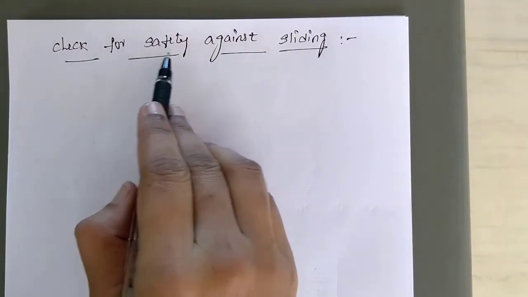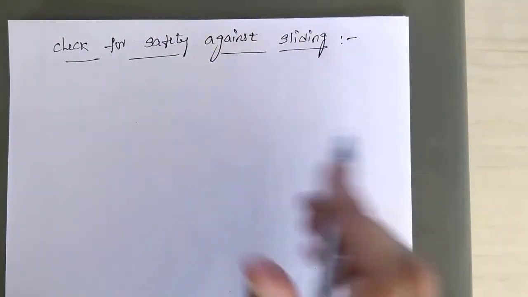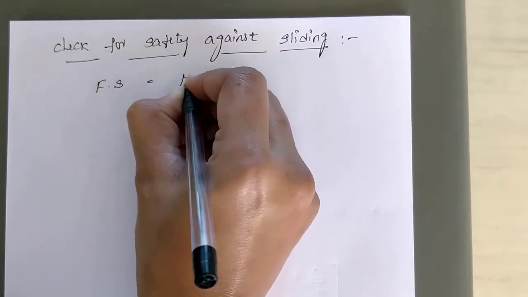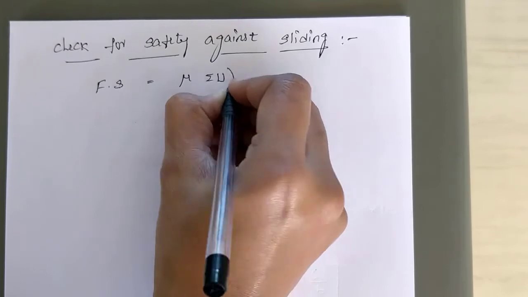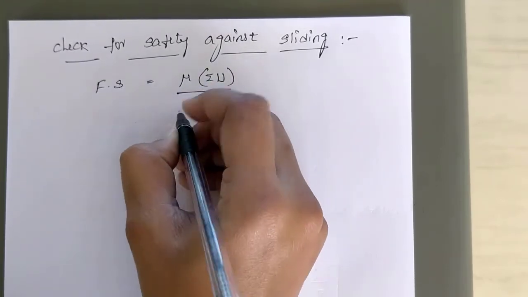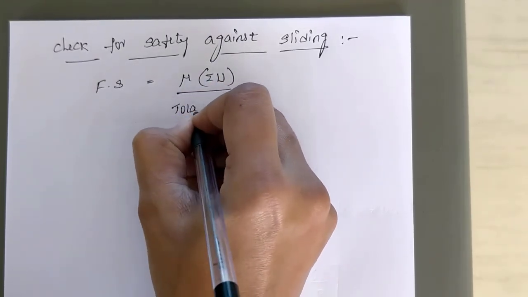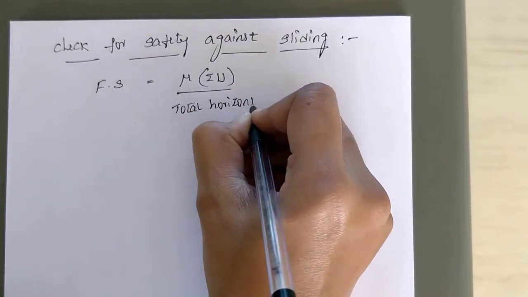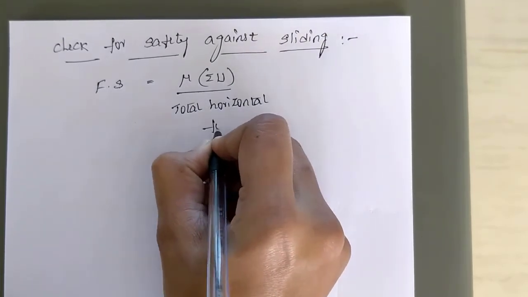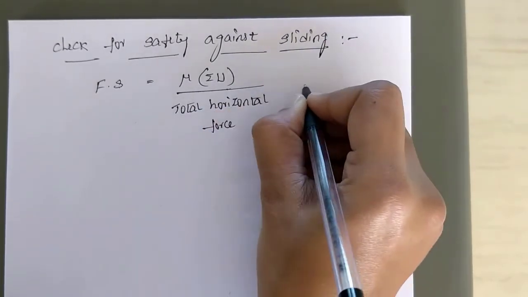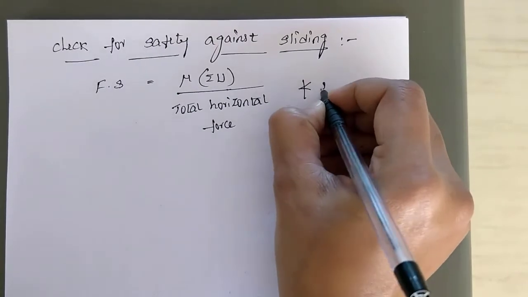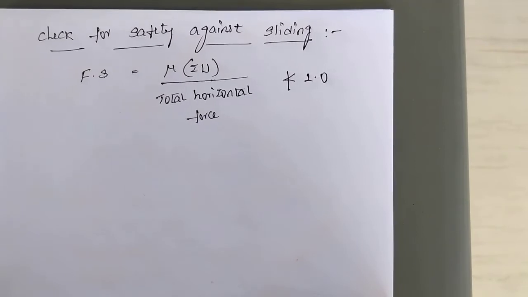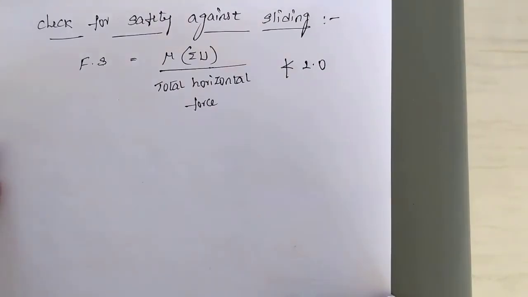Next, check for safety against sliding. That is, factor of safety equals mu into summation W divided by the total horizontal force. That value should not be less than 2. That is the check for safety against sliding.